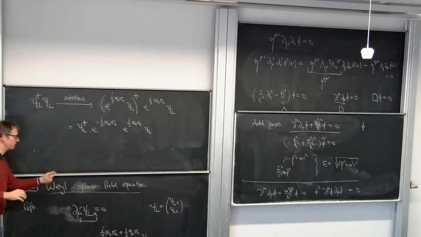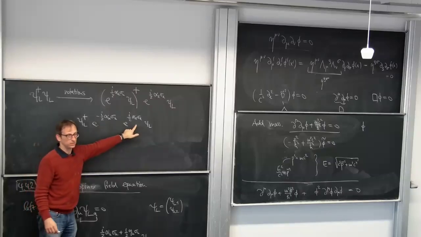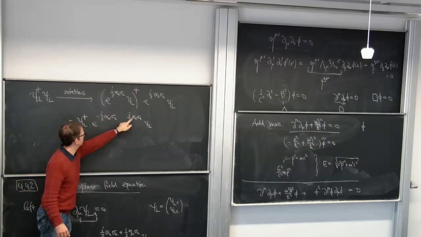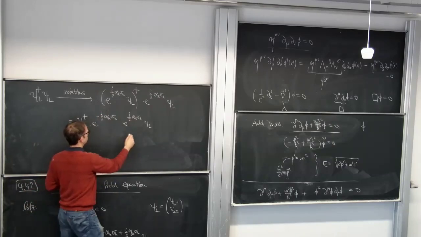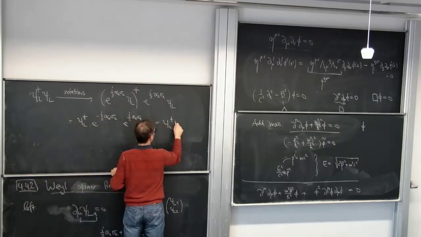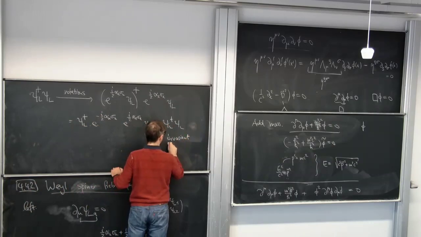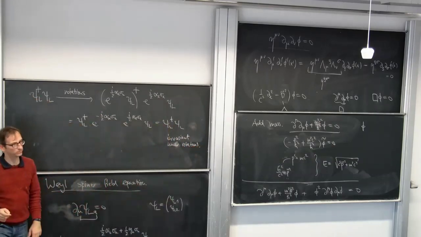That's the inverse of that. Since this is really the same matrix up here, you can pull them together, then the exponents cancel, plus and minus is 0, e to the 0 is 1. So that's really psi_L, psi_L. Oh, nice. So what does it mean, nice? Invariant under rotations. So this combination is invariant.